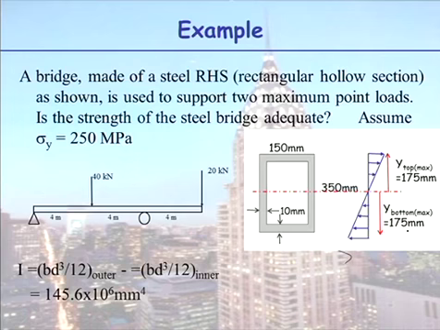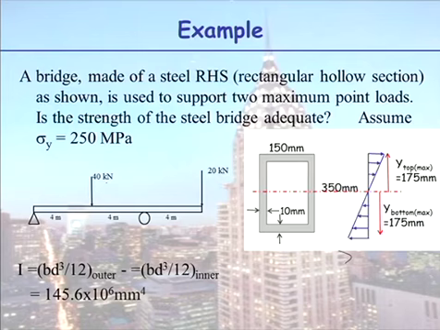This time around, we have a bridge. It's made of an RHS, a rectangular hollow section. In your truss project, you used SHS, square hollow sections. It's used to support 2-point loads. Is the strength of the bridge adequate? So once again, you would have to draw a bending moment diagram.